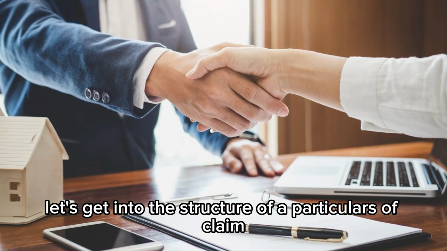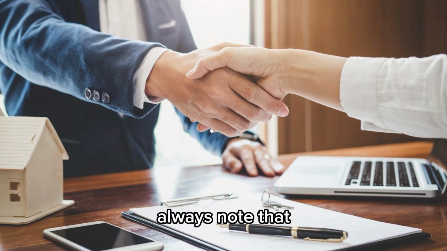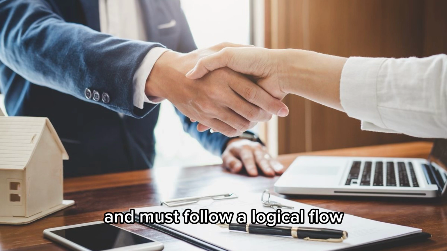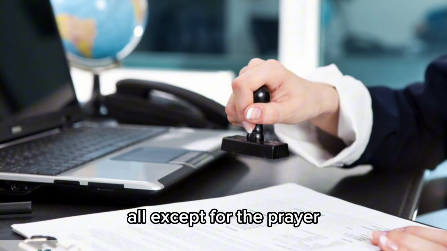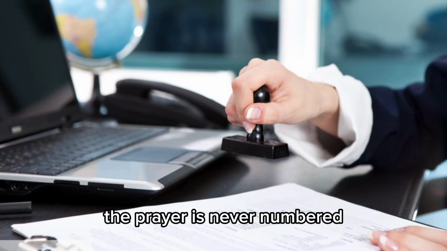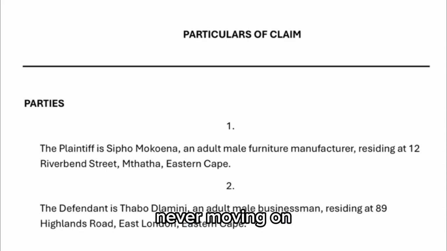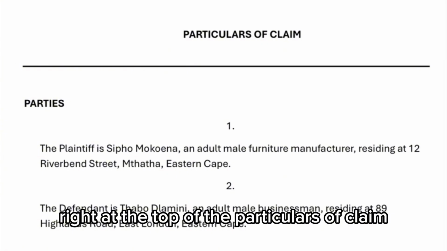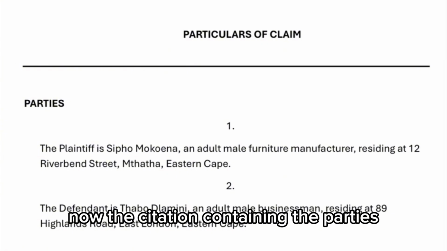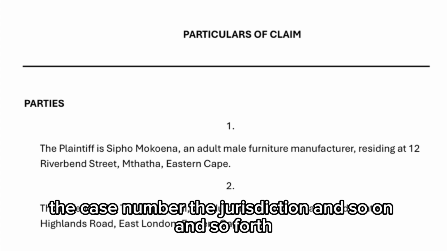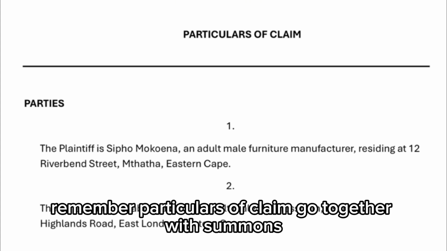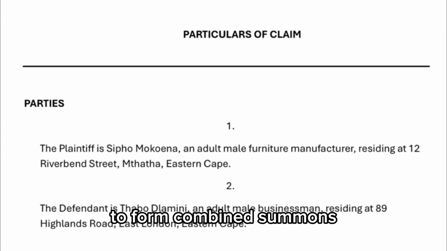Now let's get into the structure of a particulars of claim. Always note that every paragraph is numbered sequentially and must follow a logical flow, all except for the prayer. The prayer is never numbered. Never. Moving on, always label particulars of claim right at the top of particulars of claim. Now the citation containing the parties, the case number, the jurisdiction, and so on and so forth, that will be found in the summons. Remember, particulars of claim go together with summons to form combined summons.